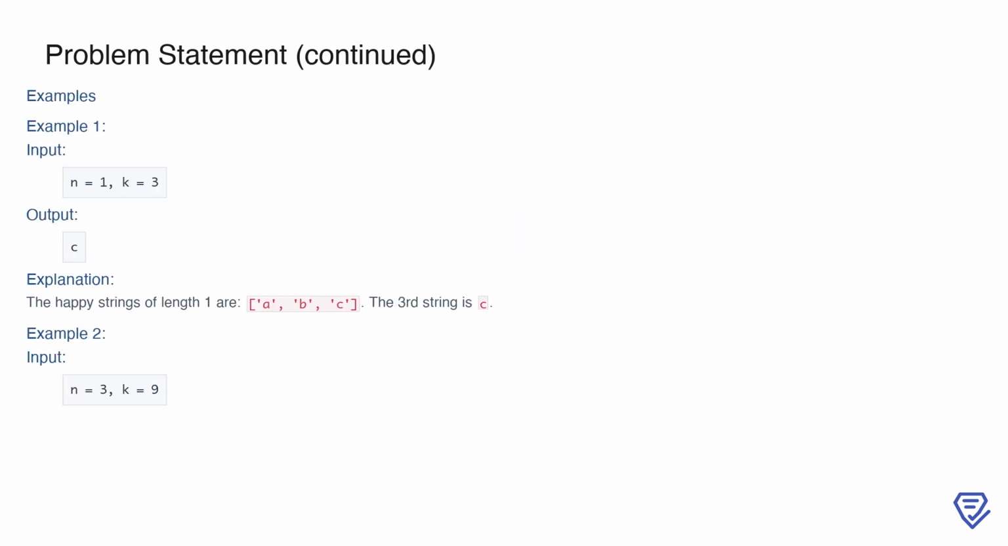Now let's look at some examples to understand this better. In the first example, the input is n equals 1 and k equals 3. For strings of length 1, the only happy strings possible are a, b, and c, because there are no consecutive characters to worry about. These strings, when ordered lexicographically, remain as a, b, c. The third string in this order is c, so the output will be c. This demonstrates how the Kth string corresponds to its position in the lexicographical order of all happy strings.